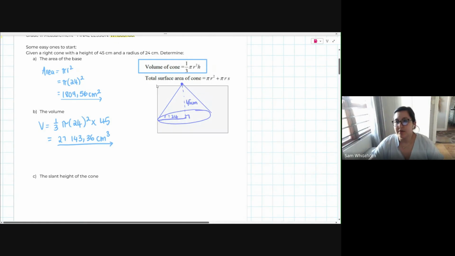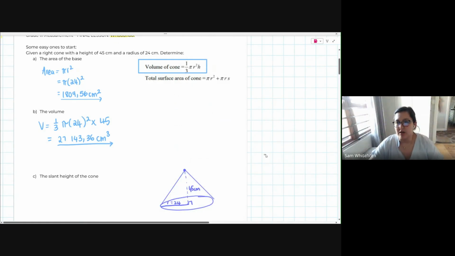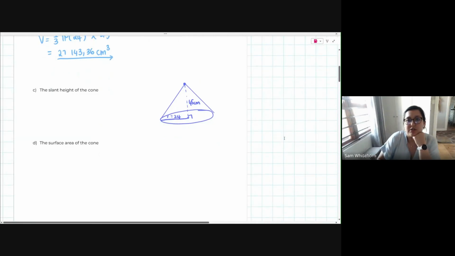Alrighty, guys. So then what we want to do is figure out the slant height of our cone. Now remember, the slant height is important because if we want to determine the surface area, we need to know what the slant height is. So the slant height is basically exactly what it says, the slanted length of our cone. All right, so we need to go and determine that.